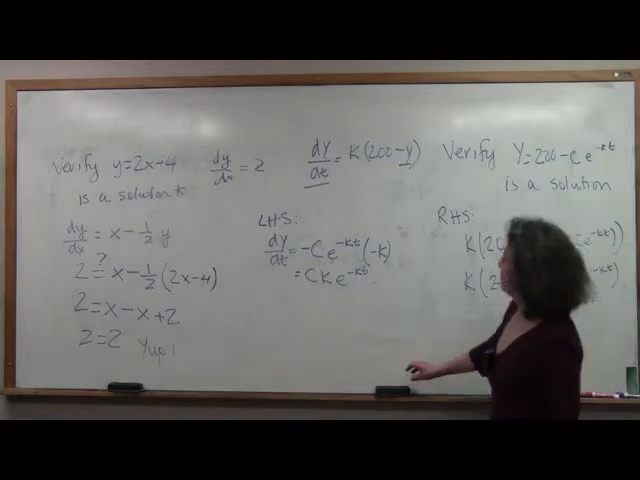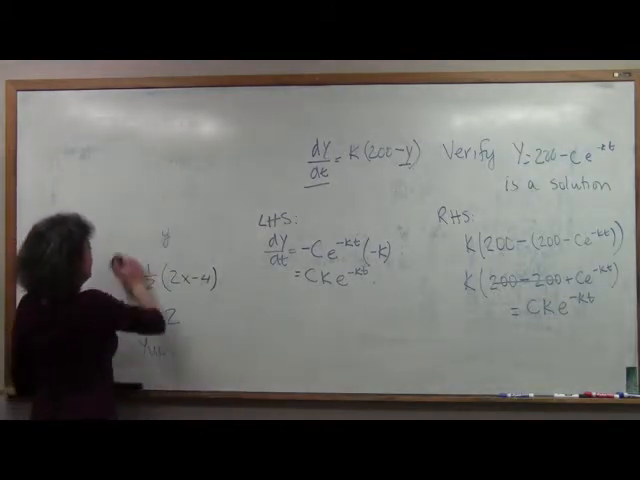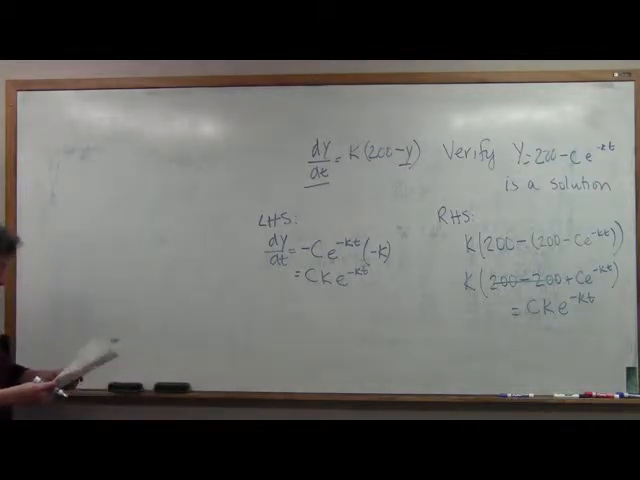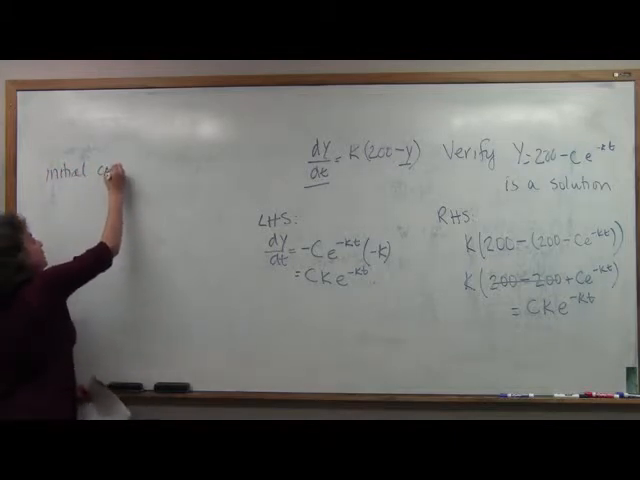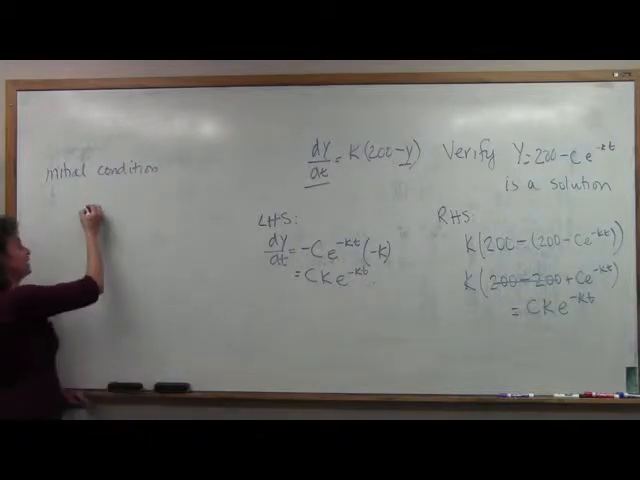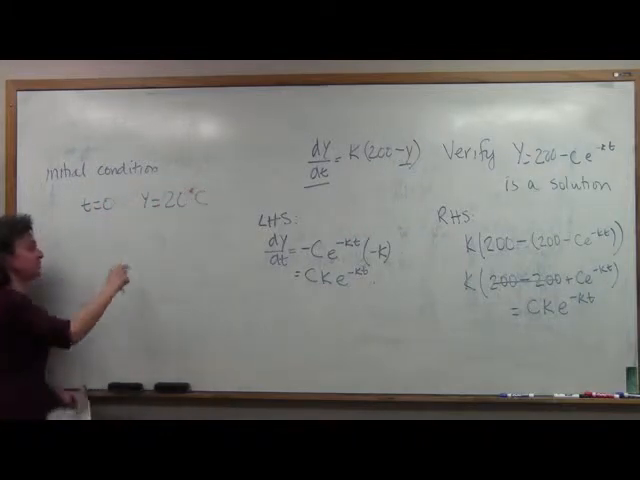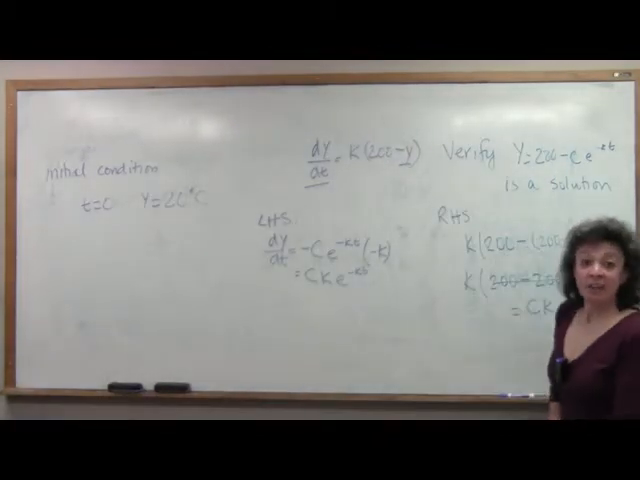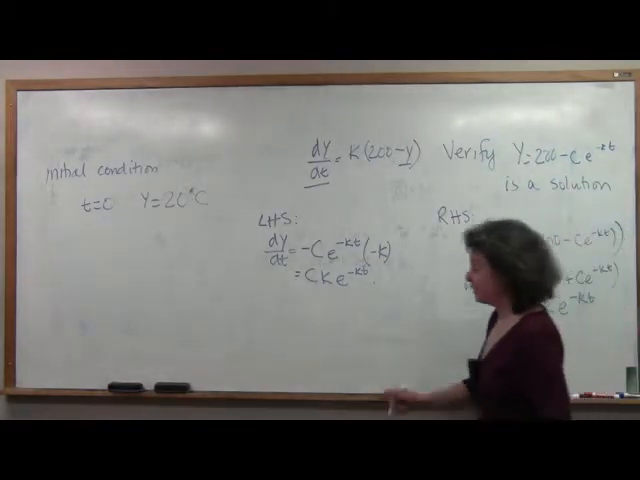Now, I want to give us one more little piece of information with this yam example, just to take it a little bit further. Suppose I gave you an extra piece of information, and this extra piece of information is what we call an initial condition. And my initial condition says, hey, initially, in other words, at time 0, the yam was 20 degrees Celsius. Can we refine our solution a bit more? And I claim we absolutely can.